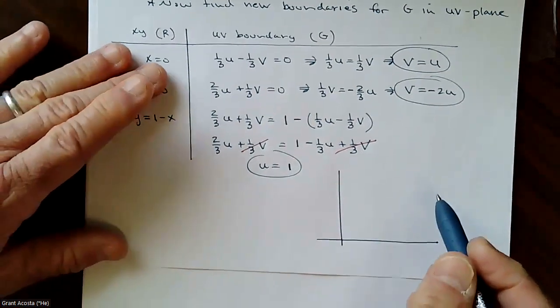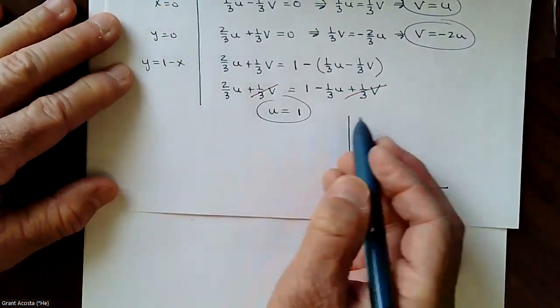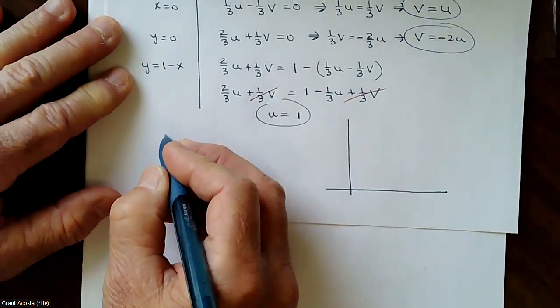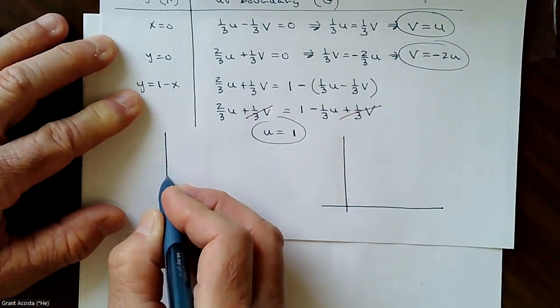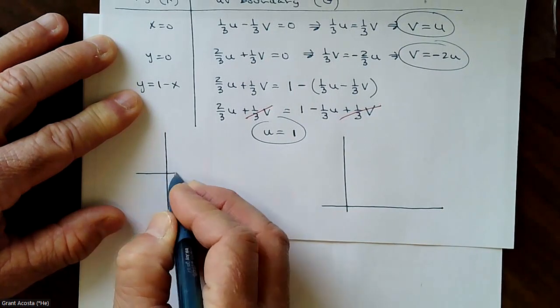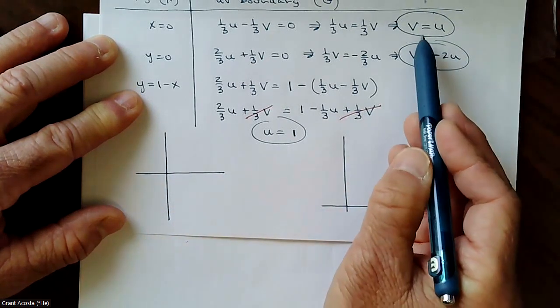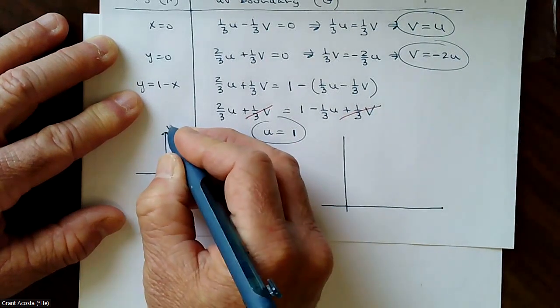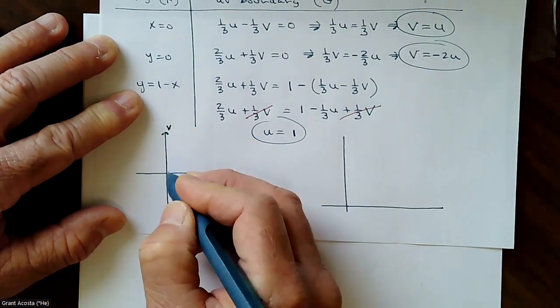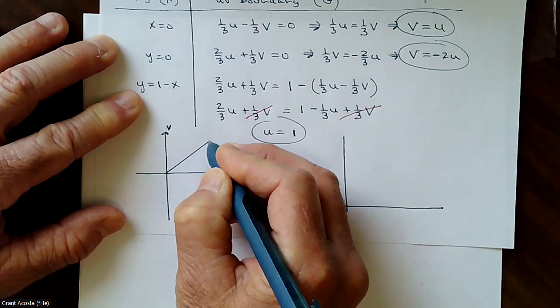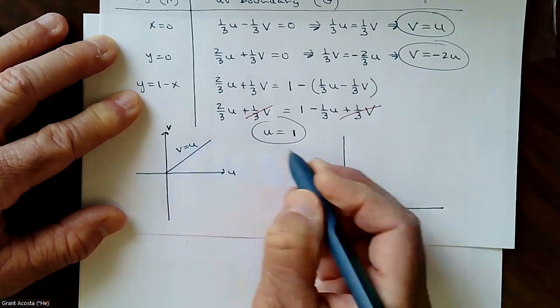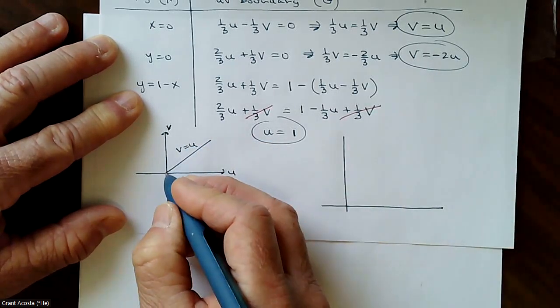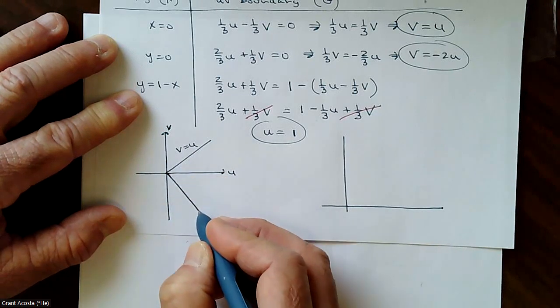Actually, let me use this region here because I can see I'm going to need a little more space here. One graph is v equals u. This is v, this is u. That's just a diagonal line like this. The other boundary is v equals negative 2u. That's going down with a steeper slope.